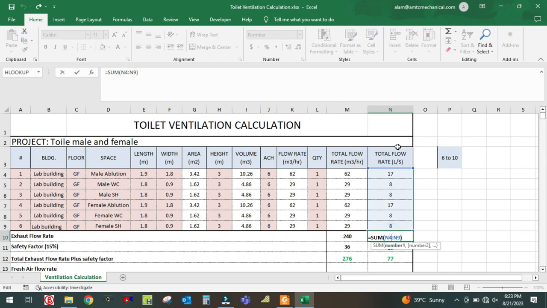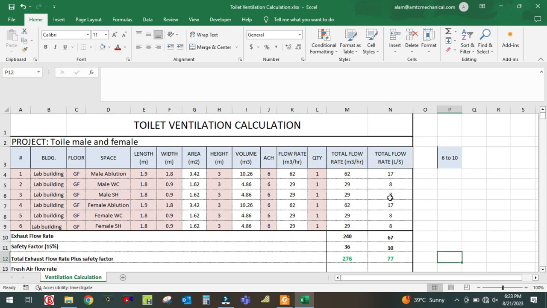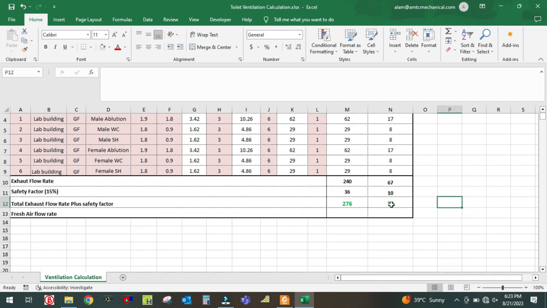So the summation of all these air flows in liter per second is 67 and the safety factor is 10. So I am getting 77 liter per second. Okay, if you convert this, simply multiply and check it here: this into 0.28, you will get 77. Okay, because 1 cubic meter per hour is equal to 0.28 liter per second.